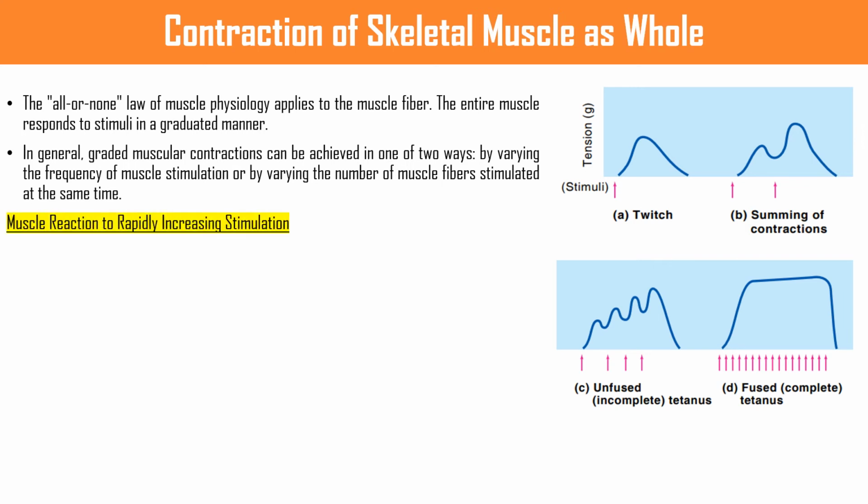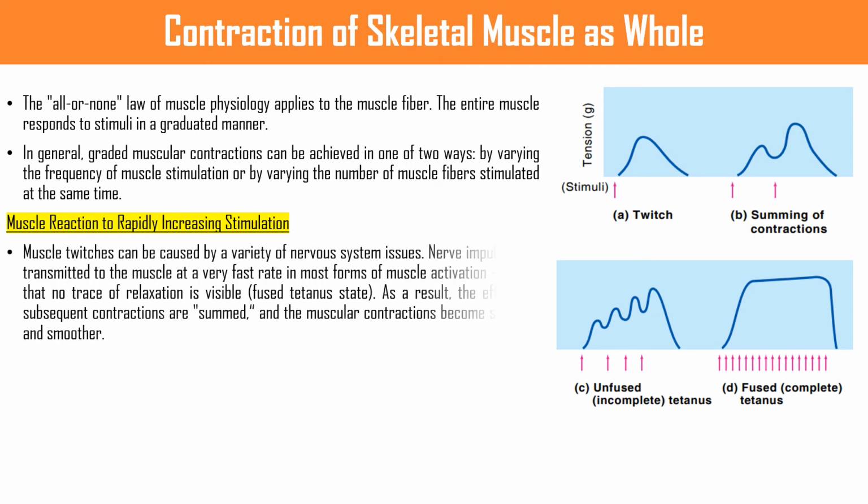Muscle reaction to rapidly increasing stimulation. Muscle twitches can be caused by a variety of nervous issues. Nerve impulses are transmitted to the muscle at a very fast rate in most forms of muscle activation.